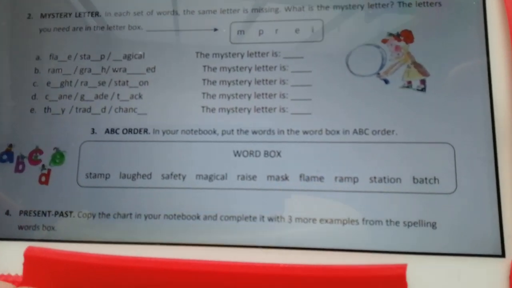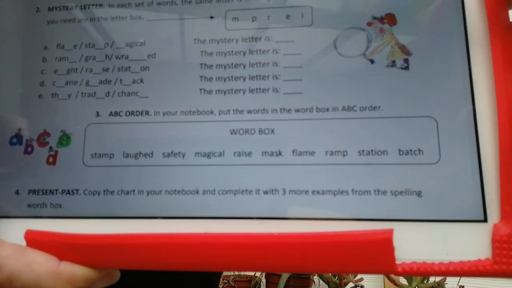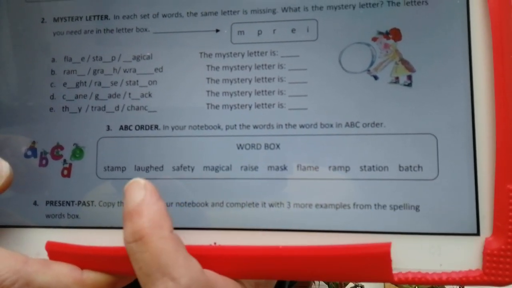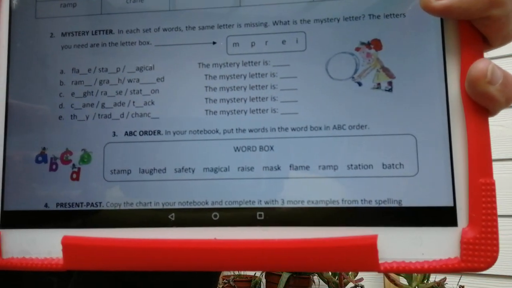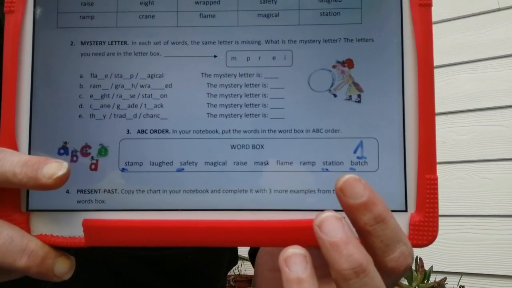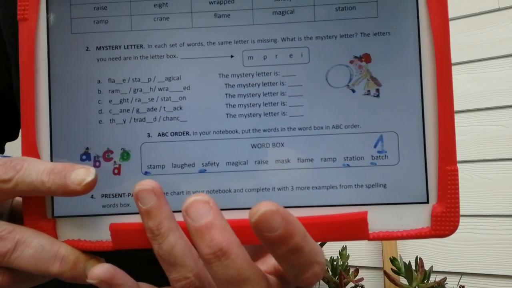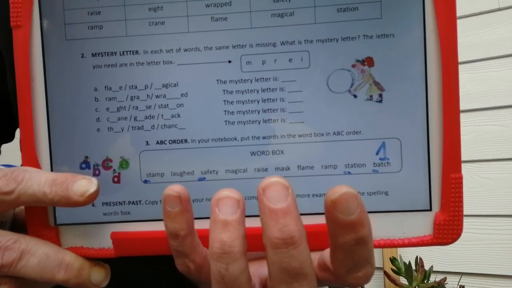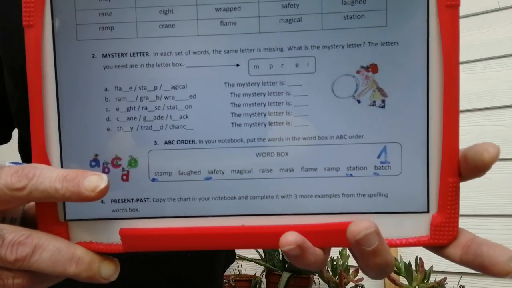The next one, the ABC order activity number 3, is where you have to organize and order all these words in alphabetical order. So you know how to do that. You can do it on your own. Remember, we're looking at the first letter, okay? And if we have some words that start with the same letter, we need to move on to the second letter and compare it and see which one would go first in a dictionary, okay? And then you write the number of the order for each word.